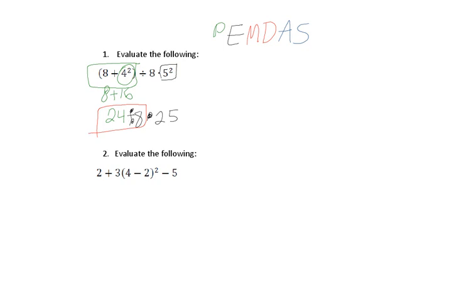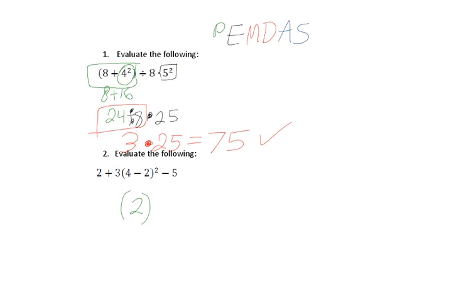So 24 divided by 8 is actually 3. And then finally, 3 times 25 is equal to 75. Alright, question 2. I see these parentheses and I would like to take care of the parentheses first. And 4 minus 2 is indeed 2.